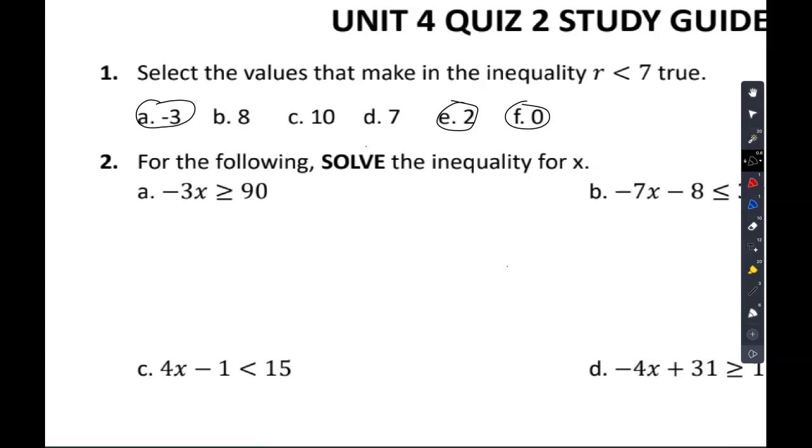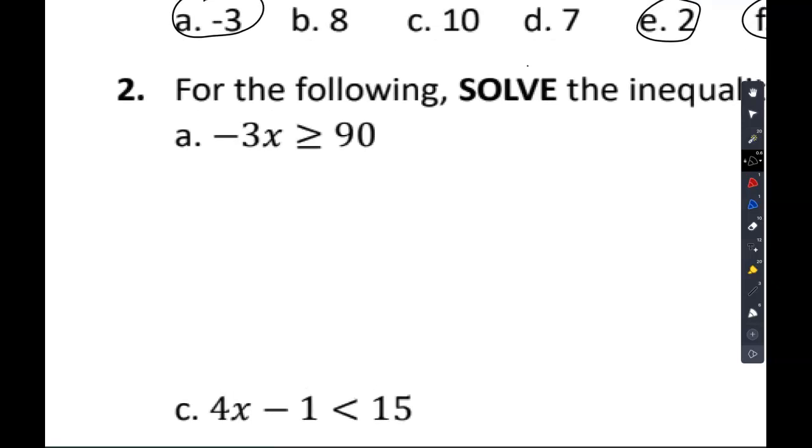All right, next few questions is just to solve for the inequality for x. So I'm going to zoom in here and do some of these. Solving inequalities is just like solving equations, except when you divide or multiply by a negative, you have to swap the inequality sign around. So I'm just going to follow the inverse operations and do every single step here. So we've got negative 3 times x greater than or equal to 90. It's multiplied. We're going to do the opposite and divide by negative 3. Here's an opportunity that we divide by negative 3, so we have to swap the inequality around.